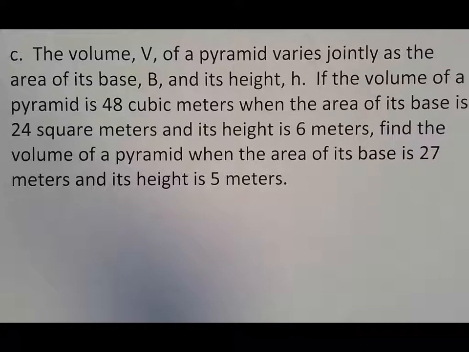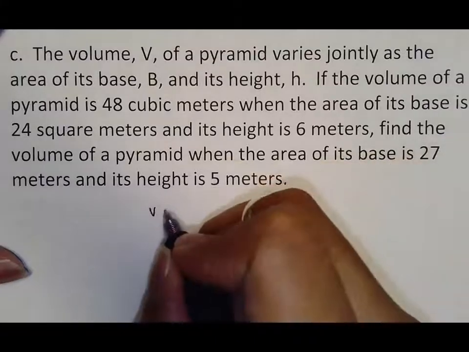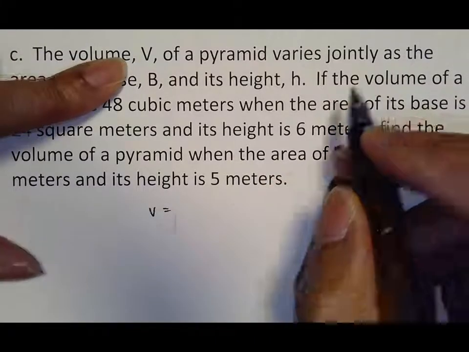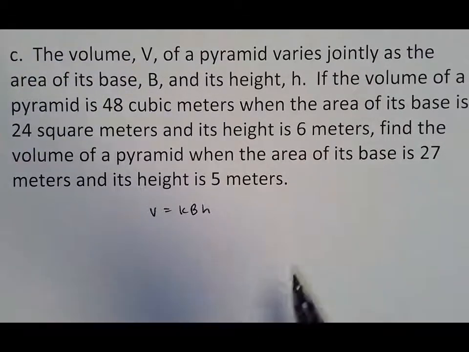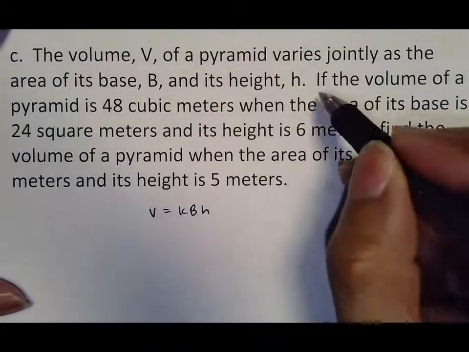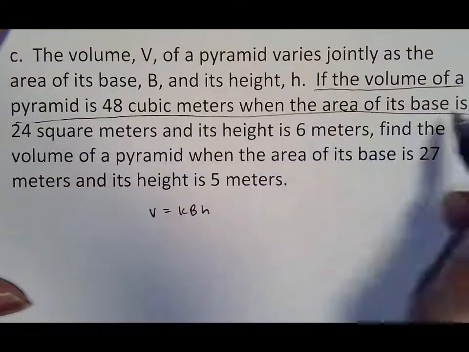The volume V of a pyramid varies jointly as the area of its base B and its height H. If the volume of a pyramid is 48 cubic meters when the area of its base is 24 square meters and its height is 6 meters, find the volume, and so on. First, you have to generate the formula. So volume V varies jointly as the area of its base B and its height H. So that's that part. Then you have to find a situation where everything has been defined. And that is from here.